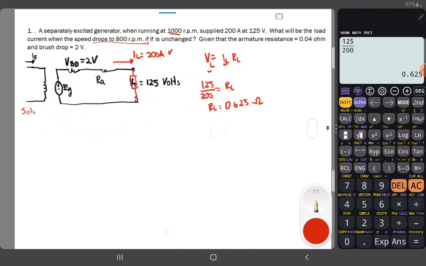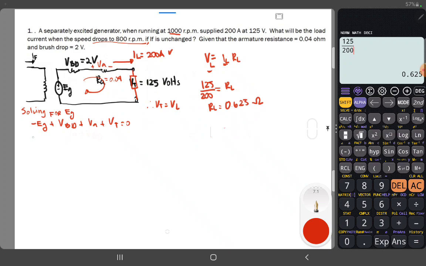Now, from this, we may solve for our EG. So, solving for EG, the next thing to do here is, of course, to take KVL. Okay? So, take note that our RA is equal to 0.04, and of course, there will be a significant VA. So from here, if I would take KVL, we'll have negative EG plus VBD plus VA plus VT is equal to 0. Take note, our VT is equal to our VL.